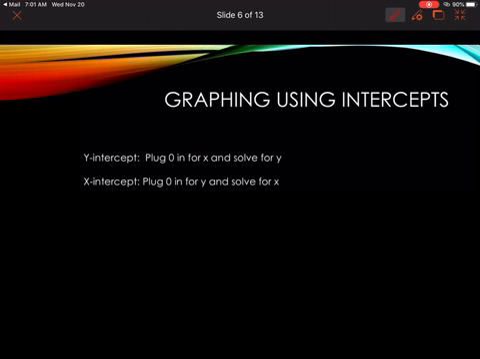So this is kind of what we just talked about. For the y-intercept, we plug 0 in for x and solve for y. For the x-intercept, we plug 0 in for y and solve for x.